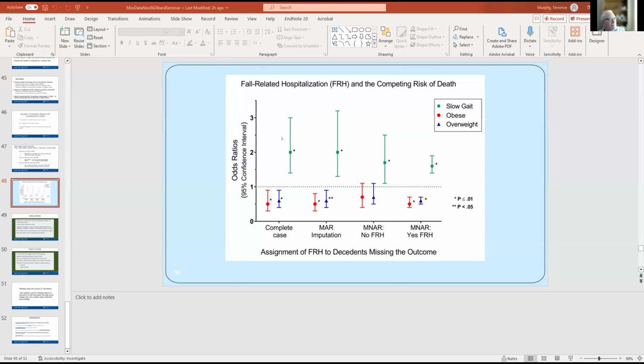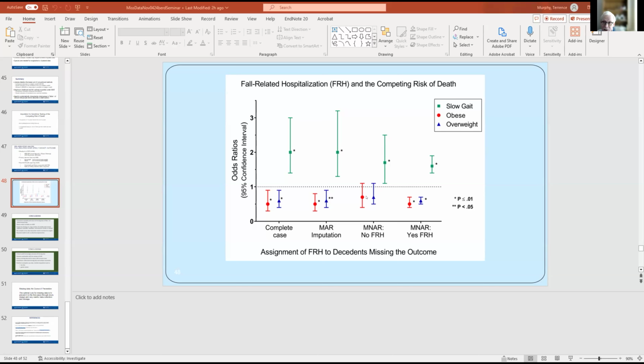This is slow gait, which is a measure of frailty, and it's always positively associated with every bad outcome that happens to older folks. If I impute using MAR, I keep people in the data set after their death, and I impute their outcome, whether they had the hospitalization or not, the results are nearly identical to complete case.